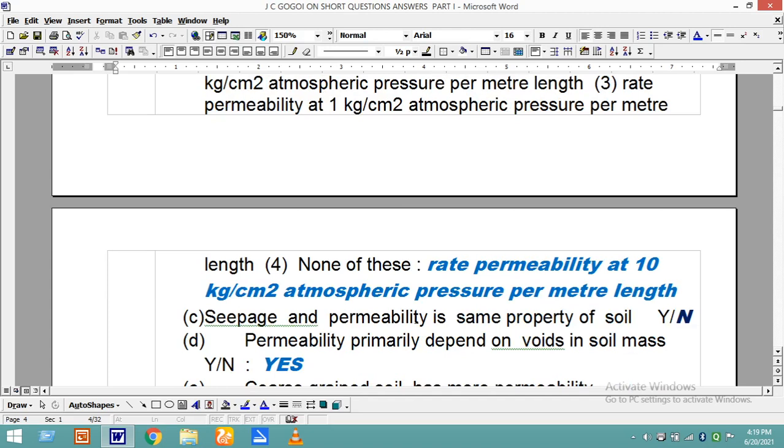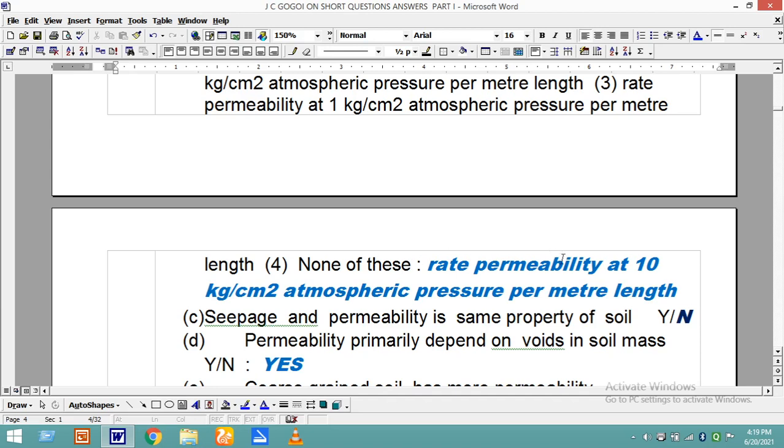Seepage and permeability is same property of soil. No, because seepage is a separate parameter and permeability is a separate parameter. For seepage, water flows through some original routes, but permeability, it penetrates the soil voids and water goes outside. So it is no.